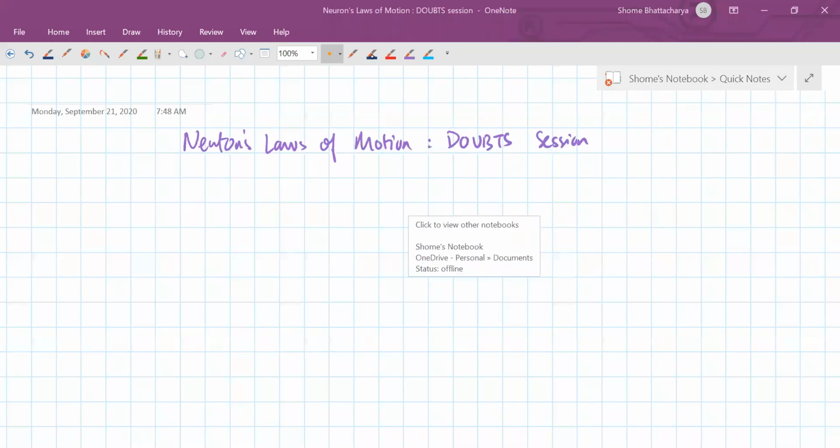Let's start with a couple of doubts from Shikhar, which are from assignment 1 earlier. Right, Shikhar, the doubts are from assignment 1, right? Not from exercise 1. Yeah, it's from assignment 1. Okay, so question number 10 and 11. Okay, let's go through that.